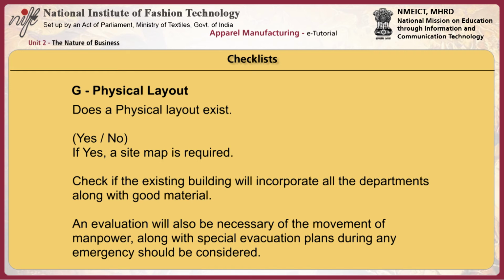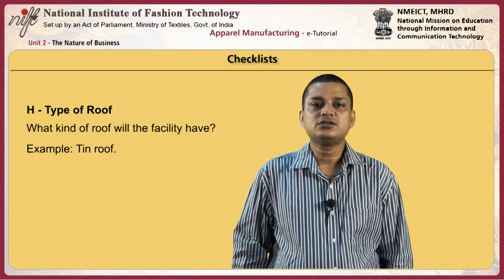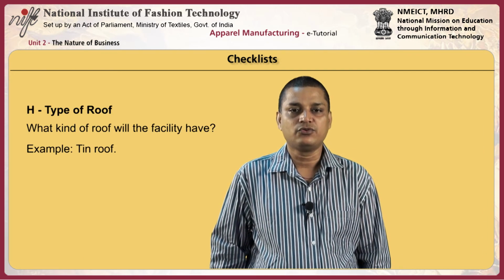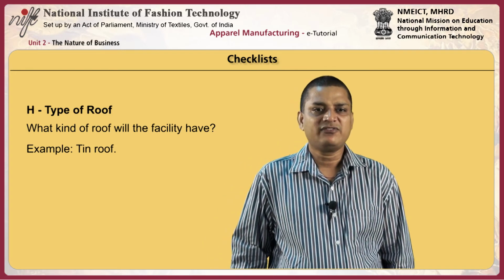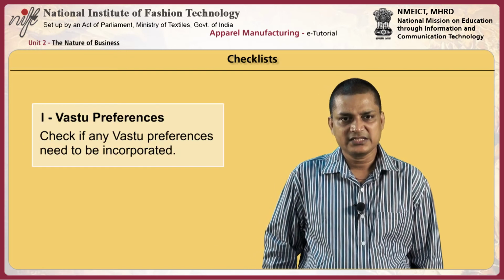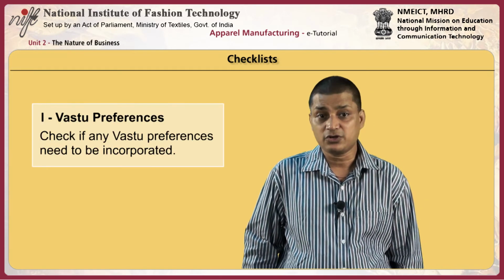The important thing here is to check if the existing building will incorporate all the departments along with good materials. Further, an evaluation of movement of manpower, along with special evacuation plans during any emergency, should be considered. Typical questions to be asked are: what kind of roof will the facility have? For example, will the facility have a tin roof? Check if any Vastu preference needs to be incorporated.